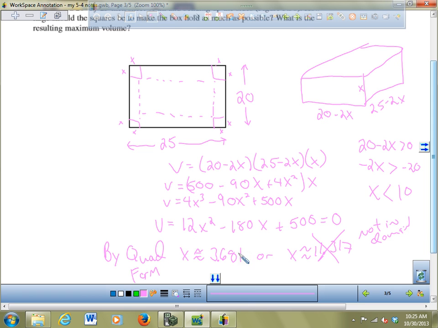Then all you have to do is check this one to make sure it's a maximum and not a minimum. What's a really quick way to check? The second derivative, which is easy to take. Whoops, that should say V prime. So what's V double prime? It equals 24x minus 180. You don't have to set it equal to 0 or anything. All you have to do is plug this number in here and see what kind of number you get.